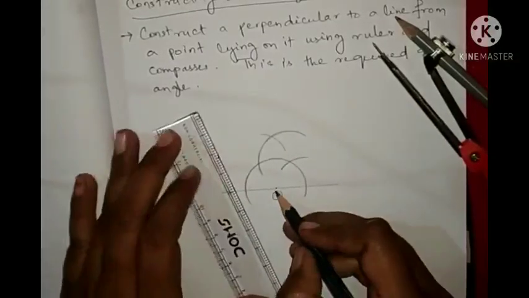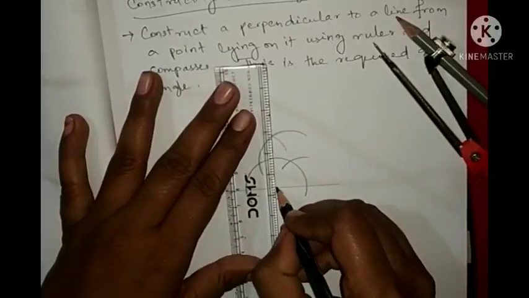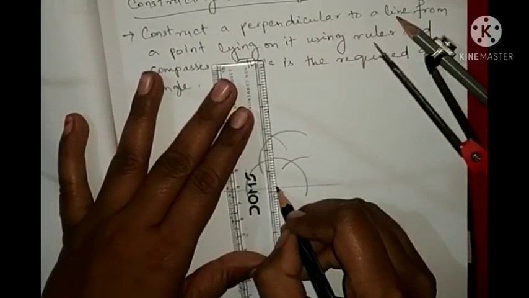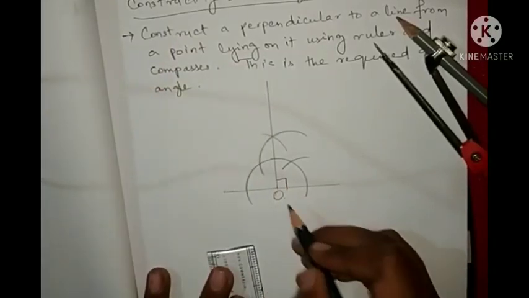So what you will get is this point. This is your 90 degree. Okay. So this is 90 degree.